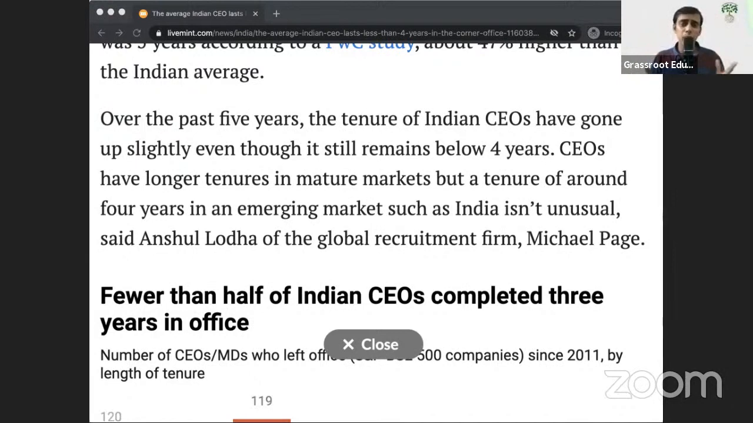So it differs from person to person, right? So that's why, because of the constant change in the market, the CEOs also have to keep quitting, or they are terminated and new CEOs are brought in.